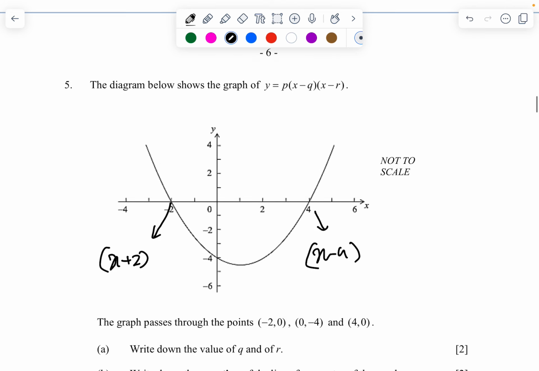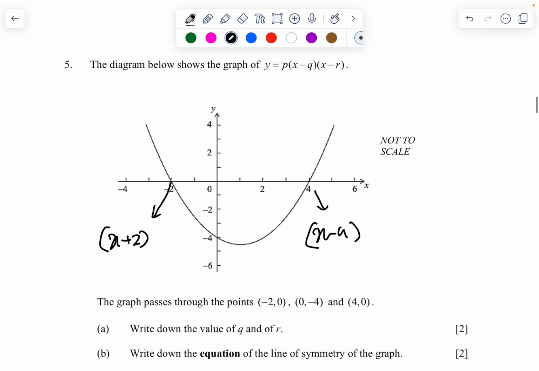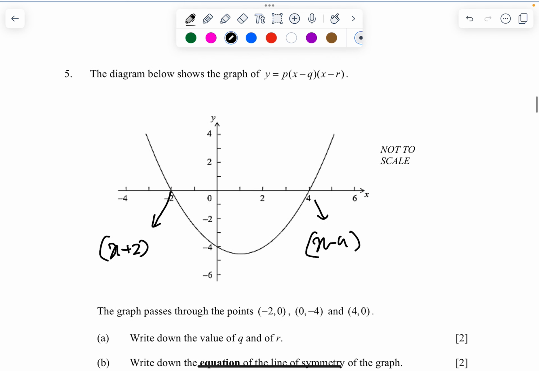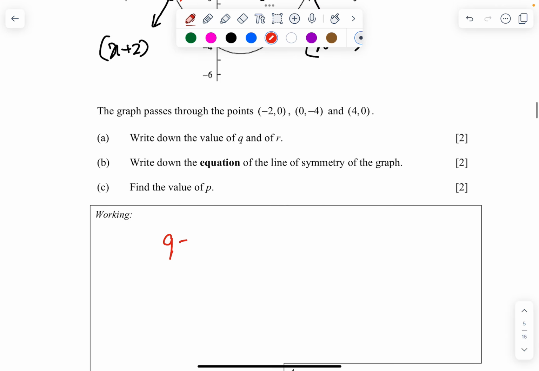And what is this q and r? And also the value of p. So from here we can see that this is going to be the value of q and this is going to be the value of r. So what can I write? q equals -2 and r equals 4.